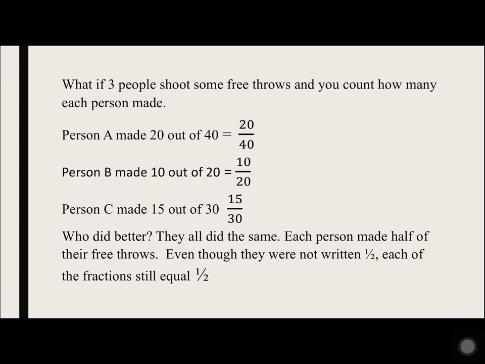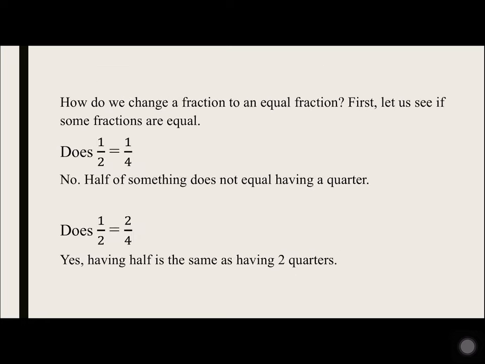What if 3 people shoot some free throws and you count how many each person made? Person A made 20 out of 40. Person B made 10 out of 20. Person C made 15 out of 30. Who did better? They all did the same. Each person made half their free throws. Even though they were not written 1 over 2, each of the fractions still equal 1/2.